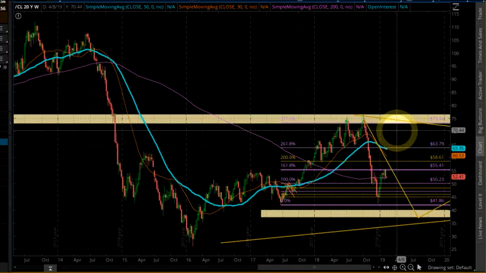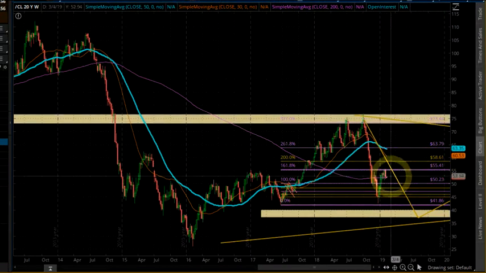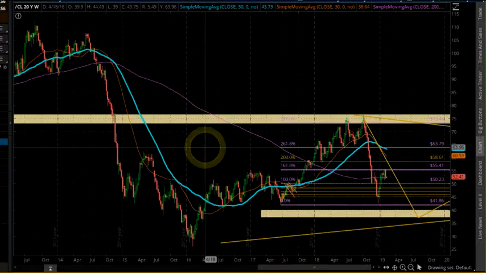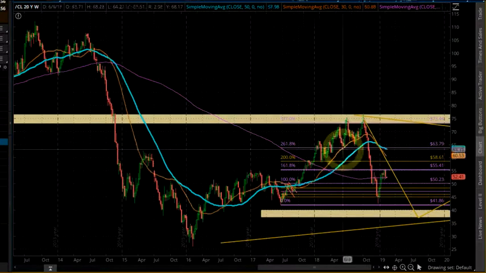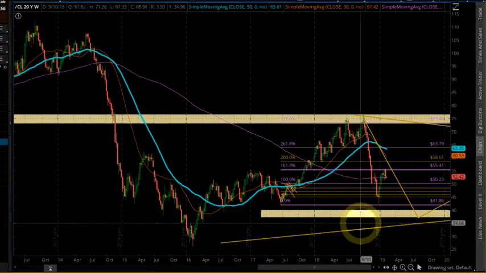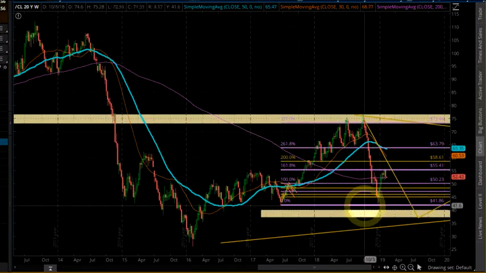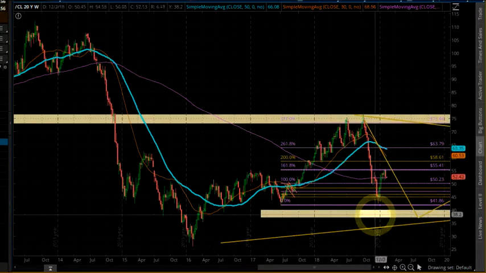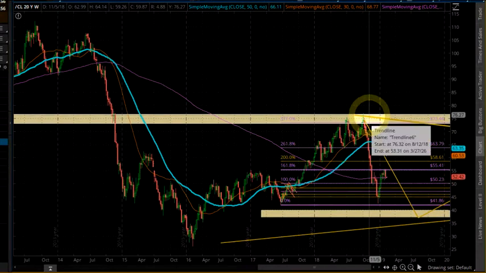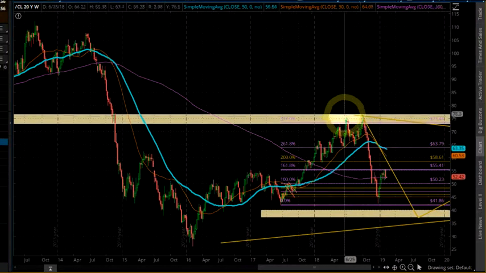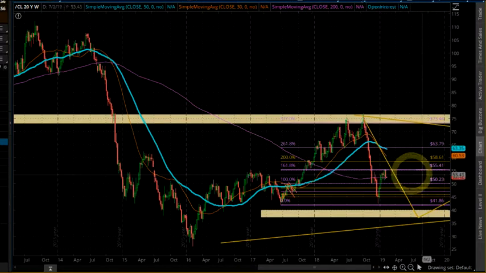But I think oil could possibly be in a larger consolidated triangle that's just going to trade sideways between here and let's say 33. Actually less. It shouldn't go lower than this. Let's say 38 to 72. So it could trade in this range for a while.